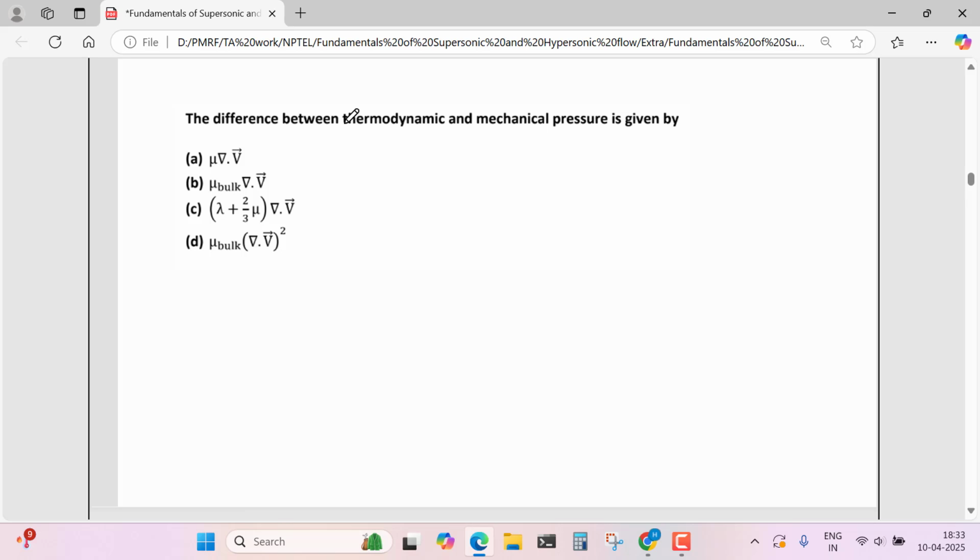Let's see the next problem. The difference between thermodynamic and mechanical pressure is given by: option A, mu del dot V vector; option B, mu bulk del dot V vector; option C, lambda plus 2 by 3 mu del dot V vector; option D, mu bulk del dot V vector whole square. So first we have to see what is the mechanical pressure.